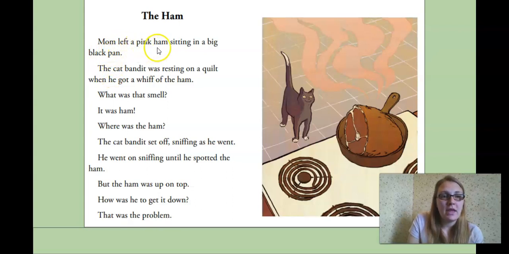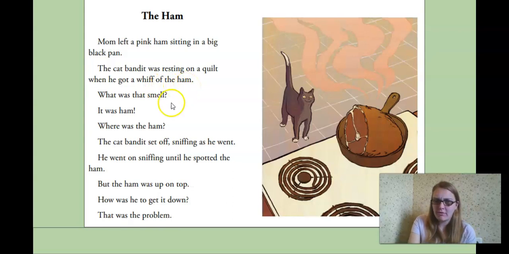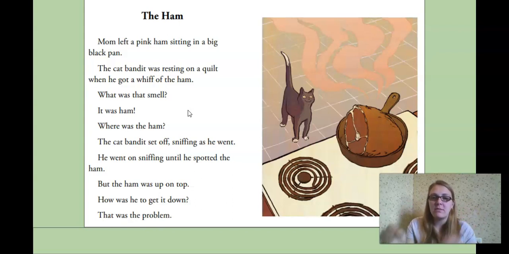Mom left a pink ham sitting in a big black pan. The Cat Bandit was resting on a quilt when he got a whiff of the ham. What's a whiff? What was that smell? So he's laying there and he gets a whiff, and he's wondering what that smell is. A whiff is when you just get a little smell of something. So you can kind of see the scent coming off the ham there. He got a smell of the ham. It was ham. Where was the ham?